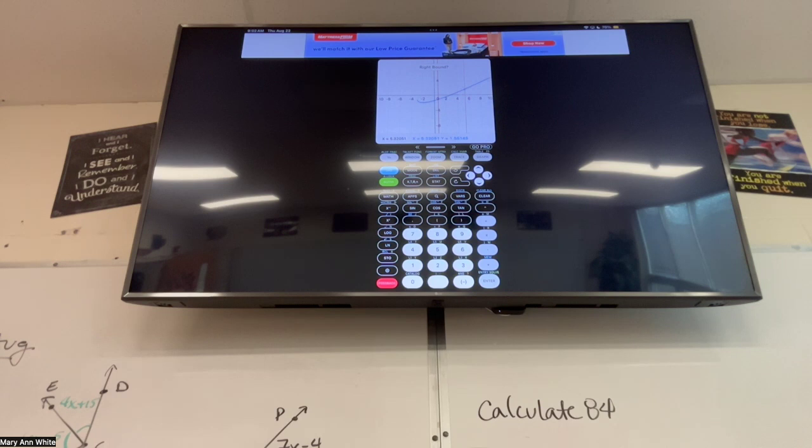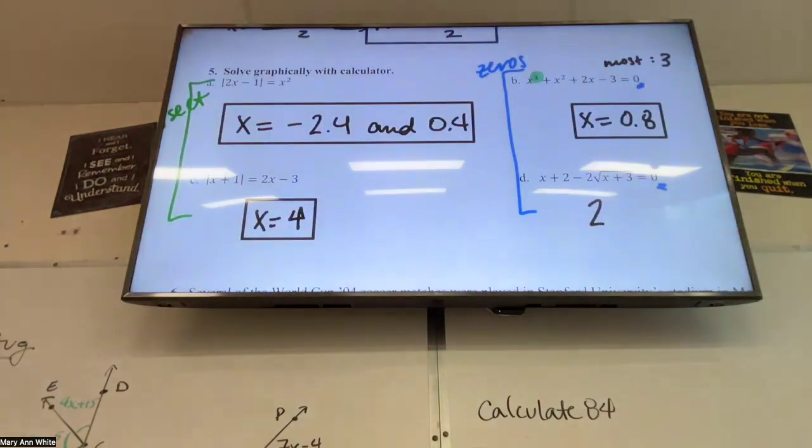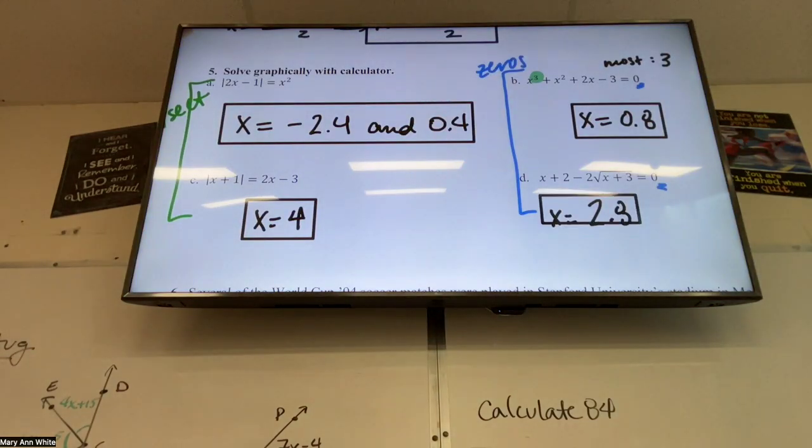Hopefully this little section was just practicing putting numbers and different symbols in our calculator, finding those zeros and intersections. Hopefully that was easy stuff. 2.8. Okay, everybody still with me? That wasn't too bad, was it?